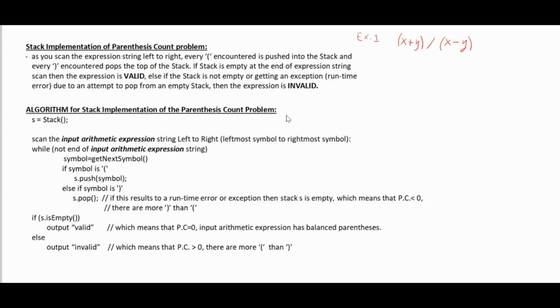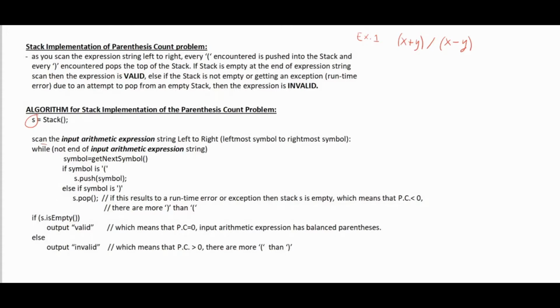This time we're going to discuss how to apply or use the structure stack in solving the problem to determine if an arithmetic expression with parentheses is valid or invalid. The algorithm here makes use of one stack S, and it scans the input arithmetic expression string character by character, or symbol by symbol, from the leftmost symbol to the rightmost symbol.